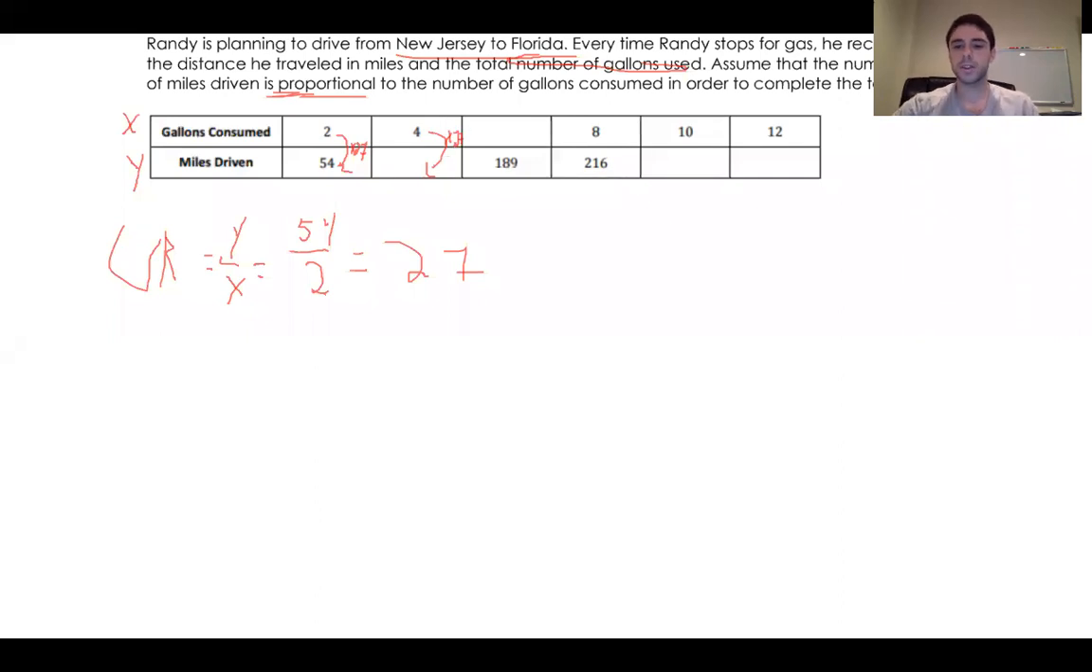Yes, we're getting a lot of right answers. Awesome. It's going to be 108. If we use 4 gallons of gas and we get 27 miles per gallon, that means that we're going to drive 108 miles.